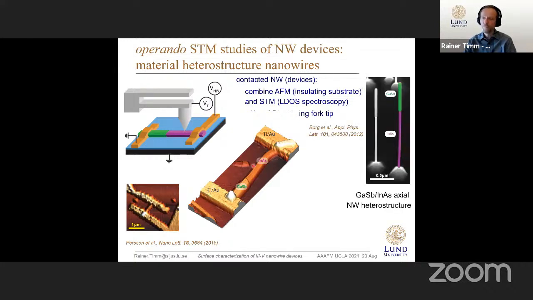The nanowires that we have used here are such heterostructures. So it's an Esaki diode consisting of a gallium antimonide and indium arsenide. The gallium antimonide part has a bit larger diameter. That's what we can see here again in the AFM image.